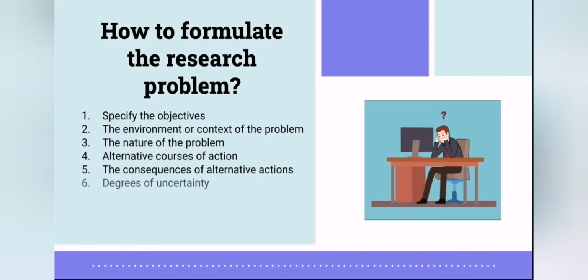And then number six would be the degrees of uncertainty. Now, most marketing problems are characterized by a situation of uncertainty as to which course of action is best. The years of experience may allow the decision making manager to assign various likelihoods of occurrence to the various possible outcomes of specific courses of action.